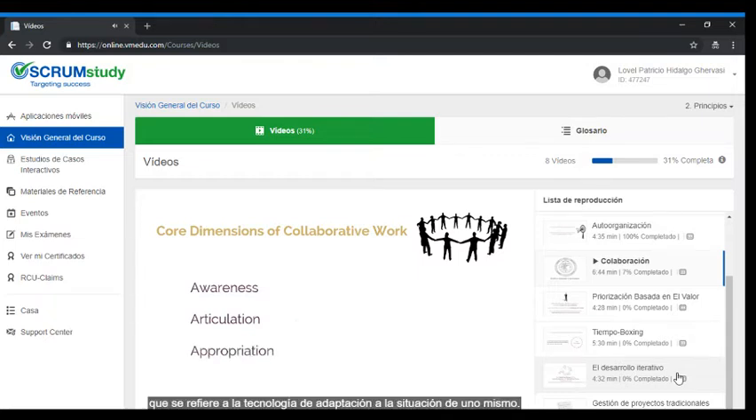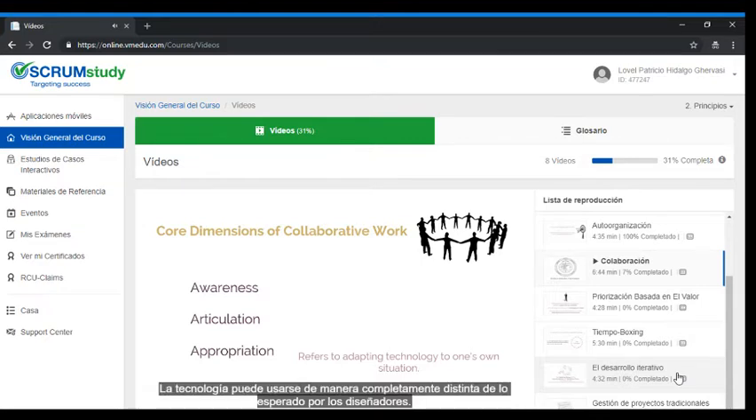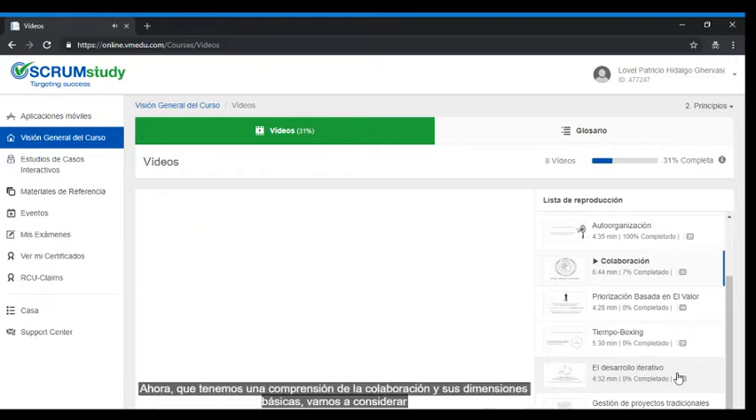The last core dimension is appropriation, which refers to adapting technology to one's own situation. The technology may be used in a manner completely different than expected by the designers.